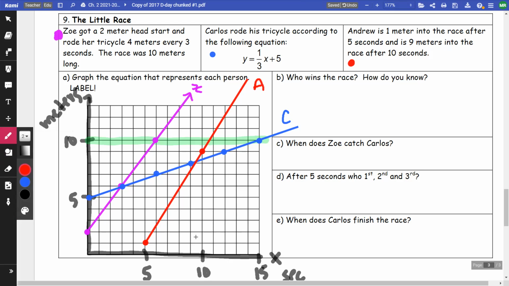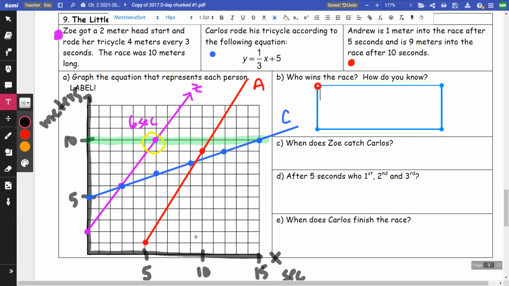So it says, who wins the race? So the one who wins the race is this person right here, which is Zoe, because Zoe had the fastest time of 6 seconds. 6 seconds was her time. So Zoe won the race with the fastest time of 6 seconds.